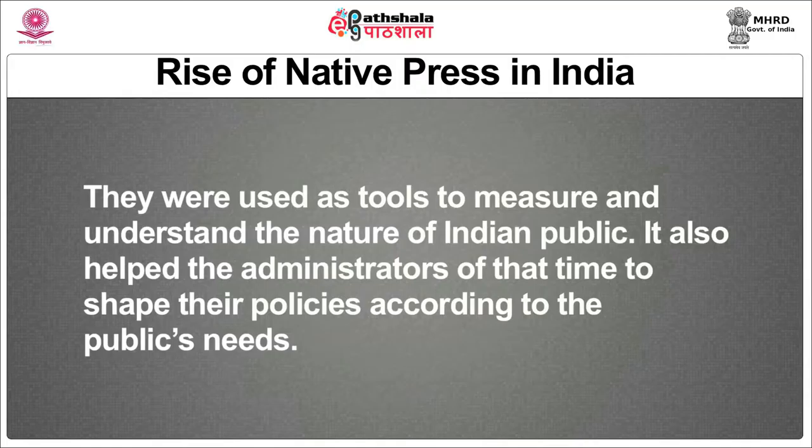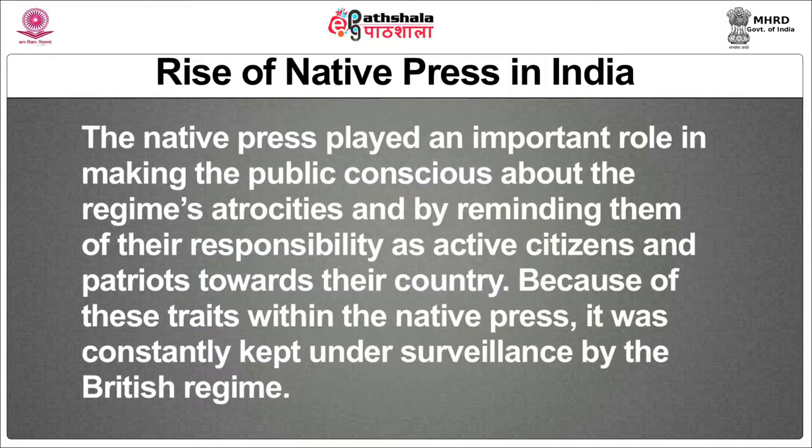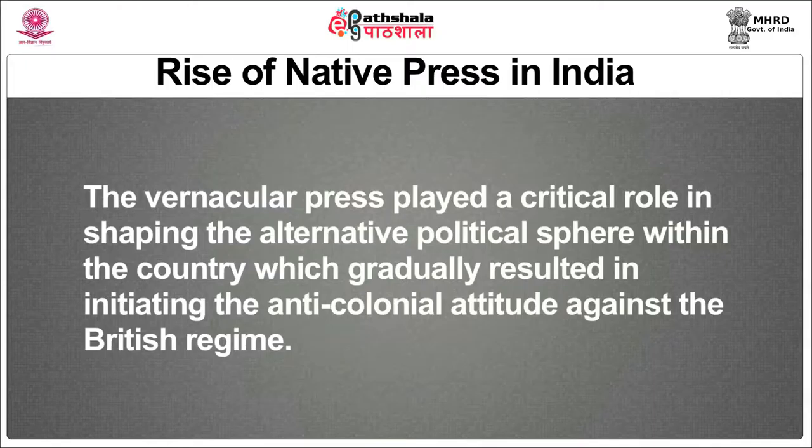The native press played an important role in making the public conscious about the regime's atrocities, and by reminding them of their responsibilities as active citizens and patriots towards their country. Because of these traits, the native press was constantly kept under surveillance by the British regime. The vernacular press played a critical role in shaping the alternative political sphere within the country, which gradually resulted in initiating the anti-colonial attitude against the British regime.